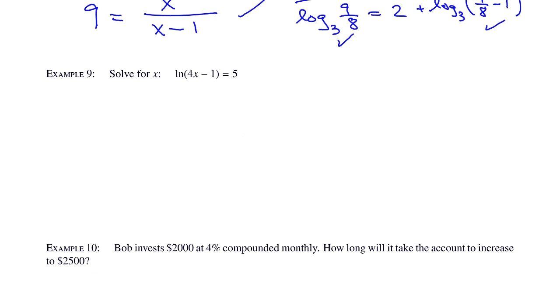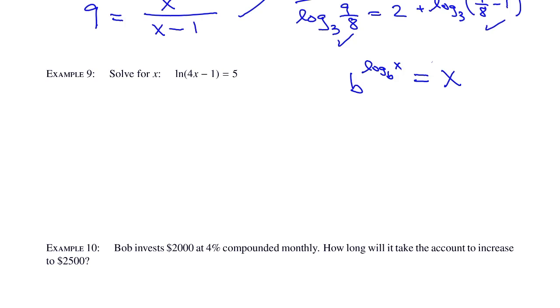Example 9, solve for x. Natural log of 4x minus 1 equals 5. So here I'm going to use this property. b to the log base b of x is equal to x. So if you raise a base to the log base b of x, then the base and the log base b are inverses, so they cancel and they give you what the argument is. I'm going to use that trick here.